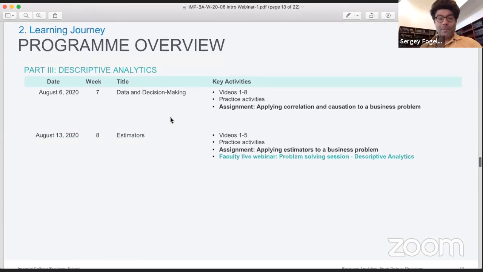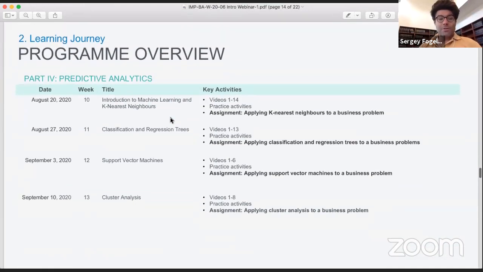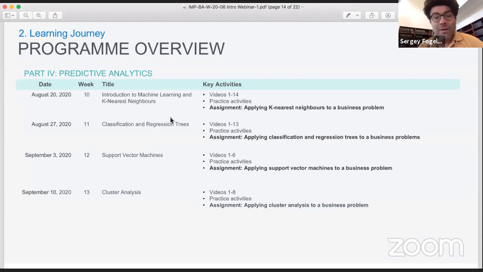Then moving on to week 10, here we are going to introduce our very first machine learning algorithm. You're going to learn about k-nearest neighbors, which is a very powerful and fairly intuitive machine learning method that can be used both for classification and regression. You'll learn about the difference between classification and regression here as well. And again, you'll have another assignment where you're going to be applying k-nearest neighbors to a specific business problem.